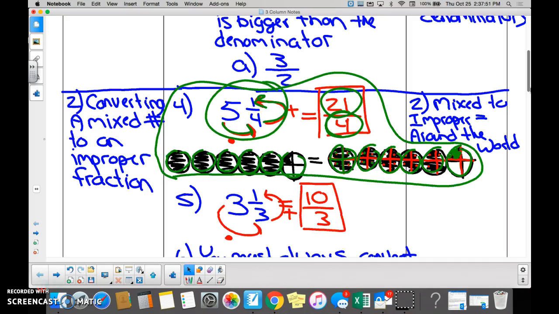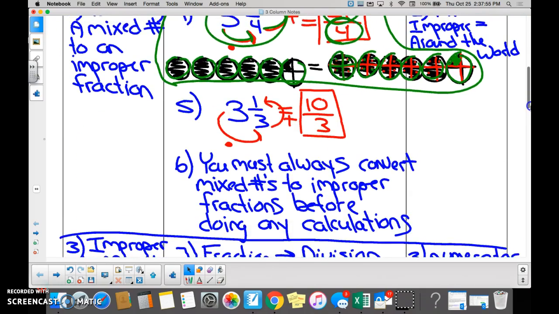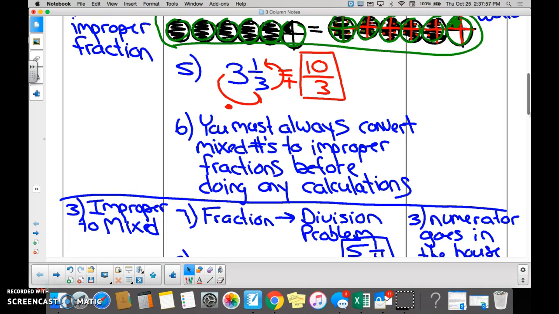Yes. And then how do you get from a mixed number to an improper fraction? Again, you go around the world. And in this classroom, is it ever okay to use a mixed number to calculate? No. Why are we not so sure on that? Is it ever okay in this classroom to calculate using mixed numbers? No.